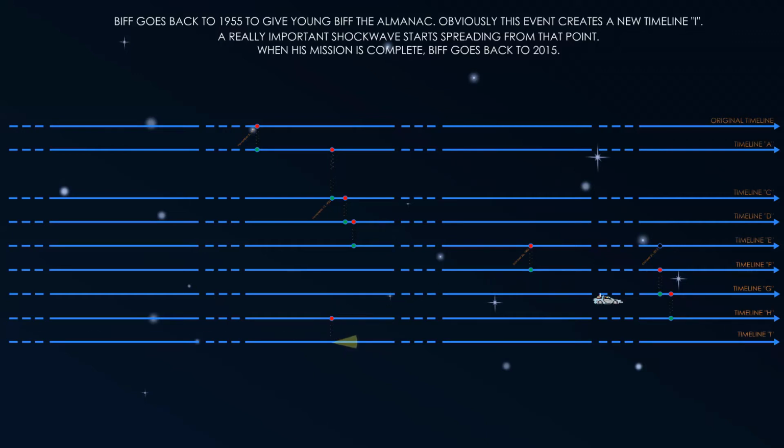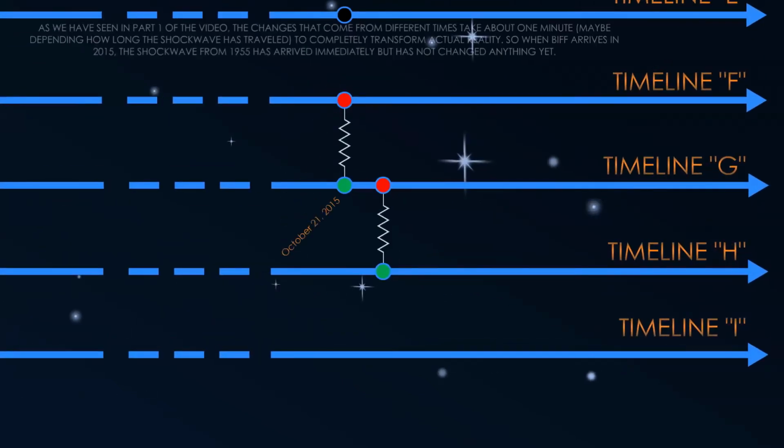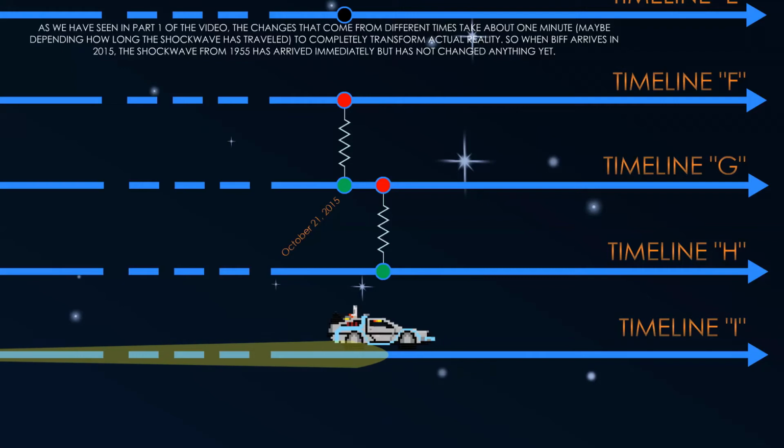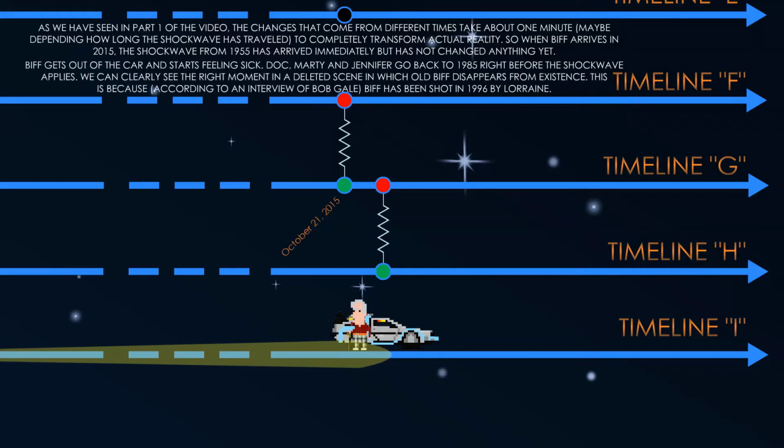As we have seen in part 1 of the video, the changes that come from different times take about 1 minute, maybe depending on how long the shockwave has traveled, to completely transform actual reality. So when Biff arrives in 2015, the shockwave from 1955 has arrived immediately but has not changed anything yet. Biff gets out of the car and starts feeling sick.